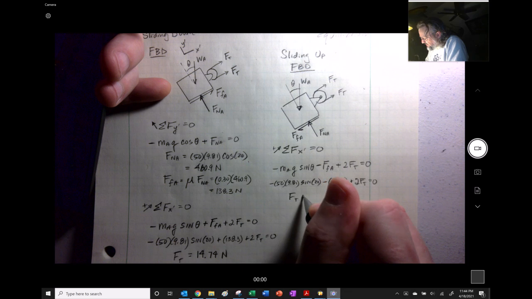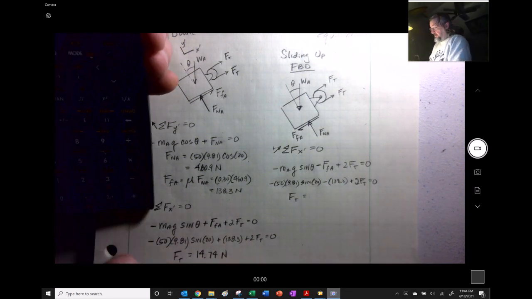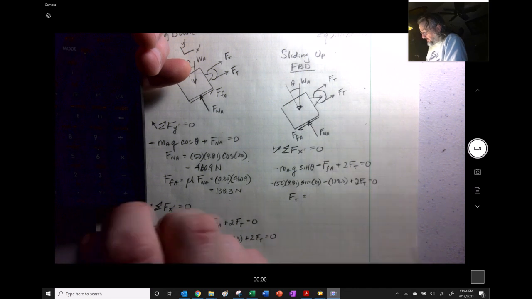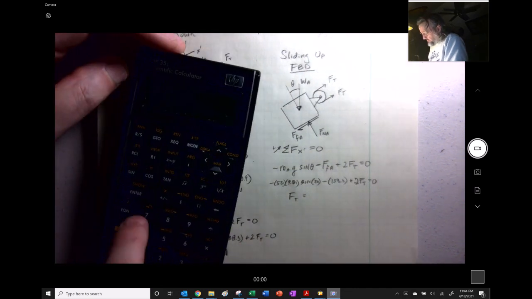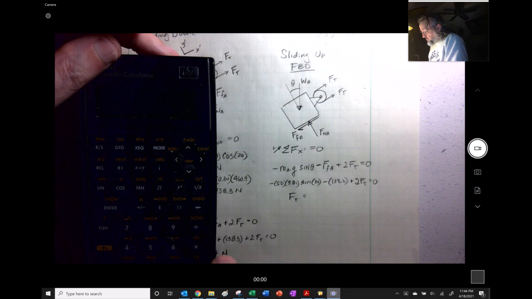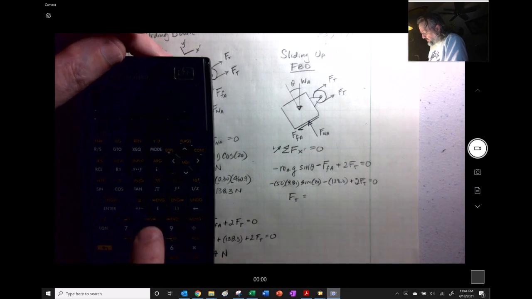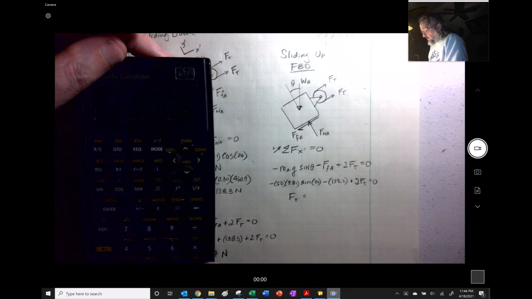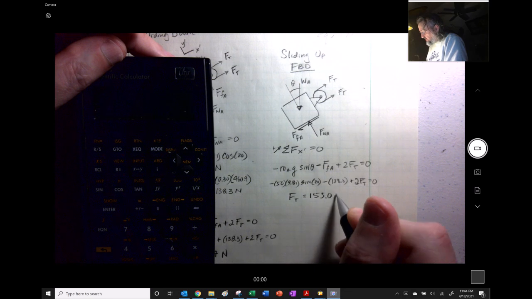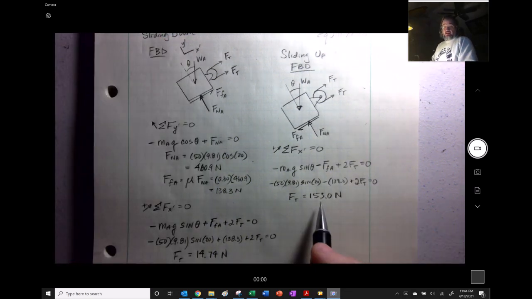So FT in that case is going to be 50 times 9.81 times sine of 20, same thing, but now we have to have 138.3. We add them together and divide by 2. So now this is 153.0 newtons, the tension required to keep it from sliding up.